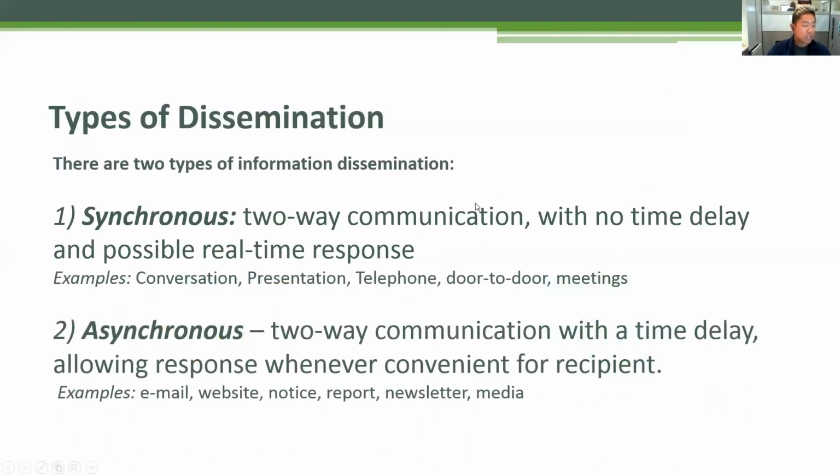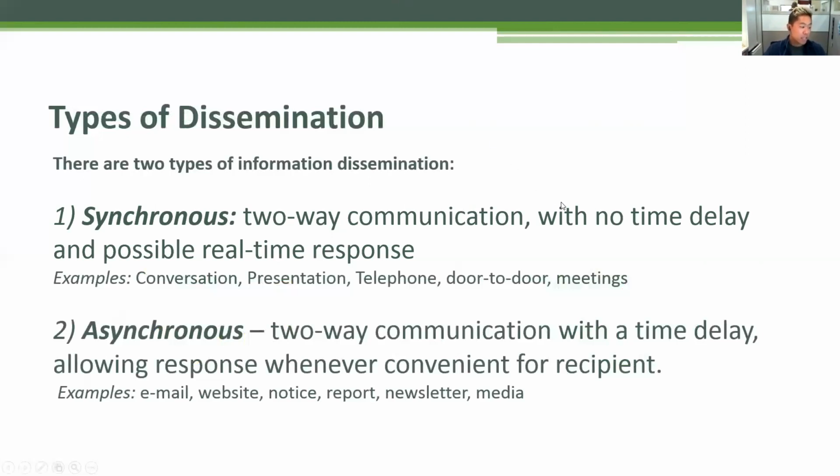So there are two types of dissemination. There's synchronous, which is two-way communication with no time delay and possible real-time responses. Examples of this include conversations that you have with people, presentations you can have for your boards, telephone calls, door-to-door meetings, whatever, just basically any live interaction.